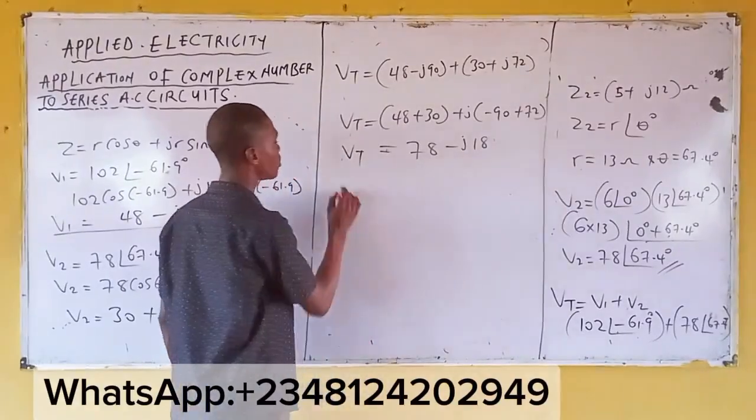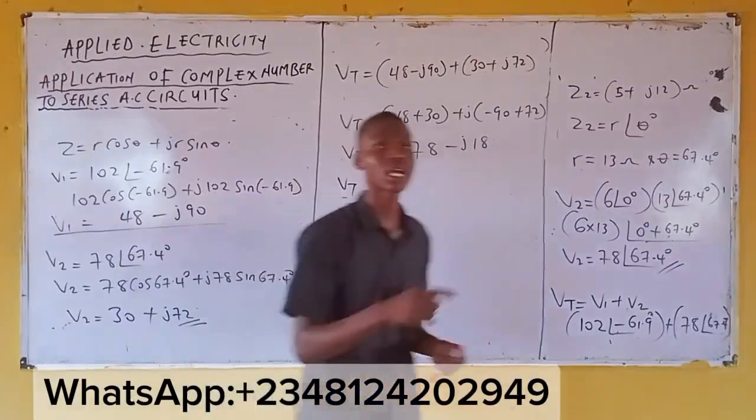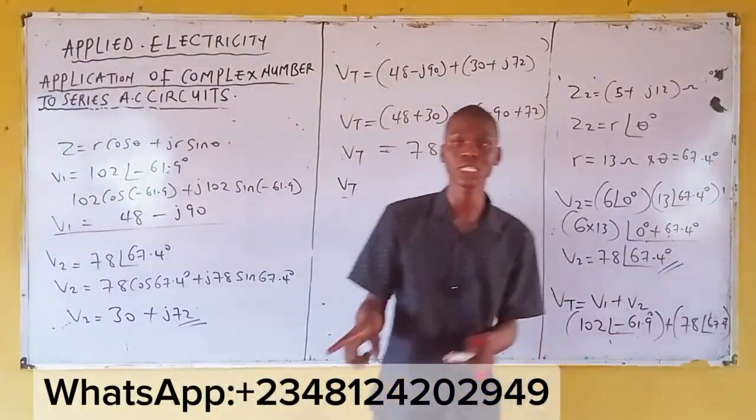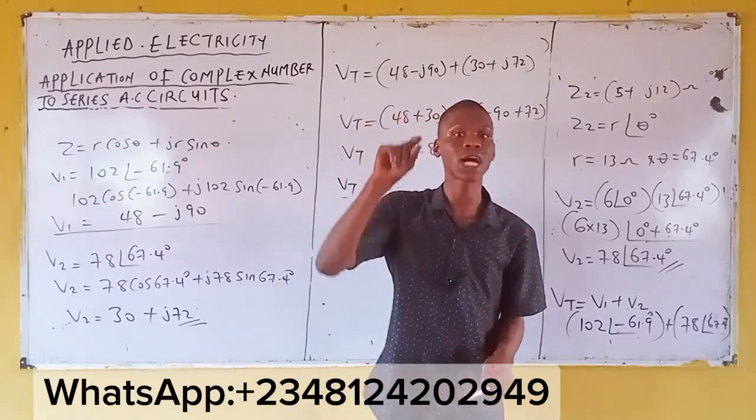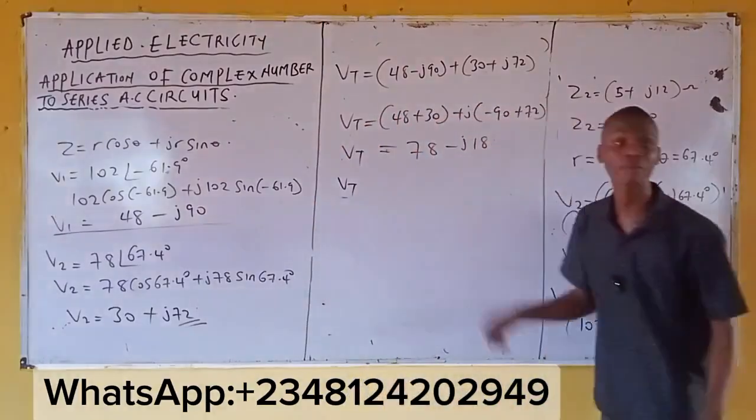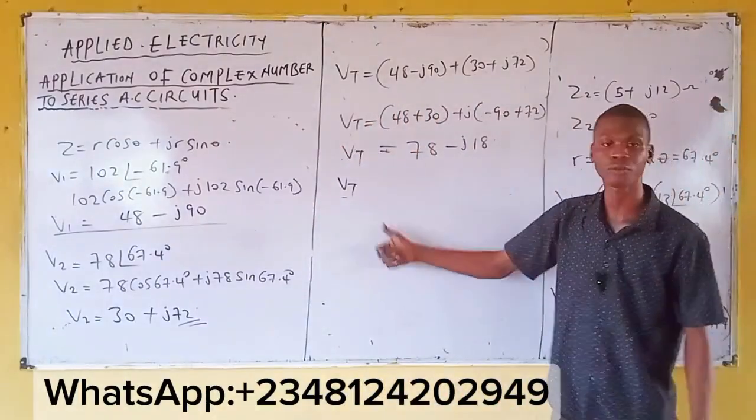Now let's get this in polar form. The question says to calculate the total supply voltage and the circuit phase angle. So you can get the circuit phase angle from the polar form.